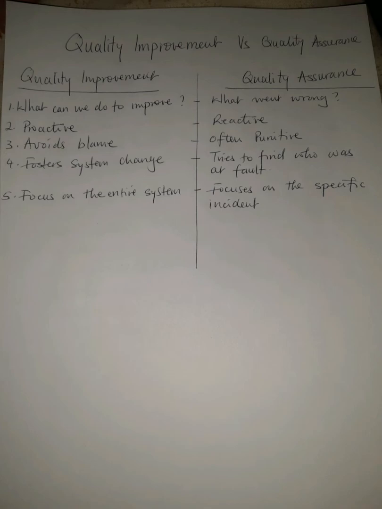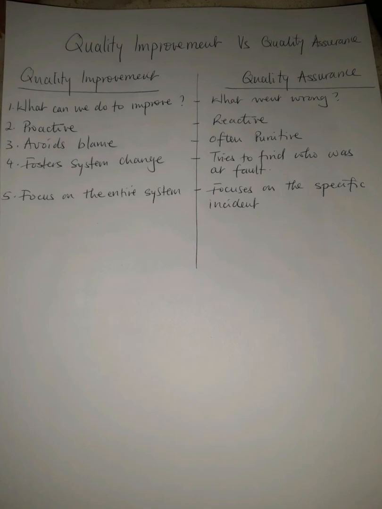So when we are talking about quality improvement, we are looking at the whole department, the whole system, the whole nursing system. Whereas in quality assurance, we focus on a specific incident. So if they are to give you a question to say, compare and contrast, or what are the differences between quality improvement and quality assurance, always remember this table.